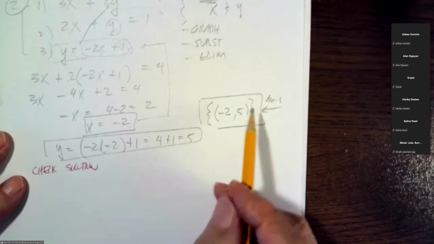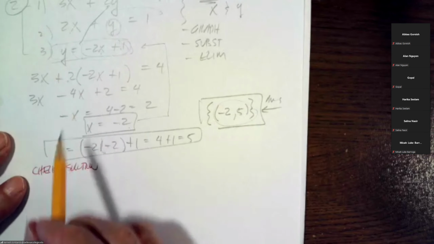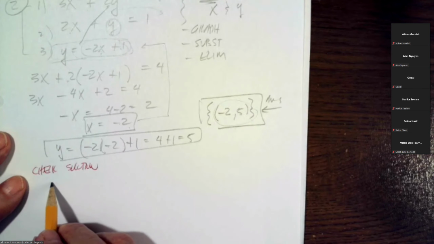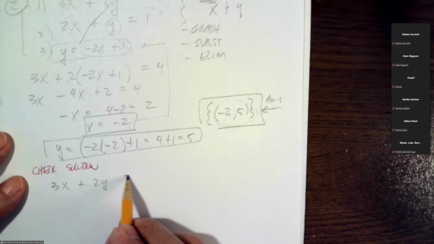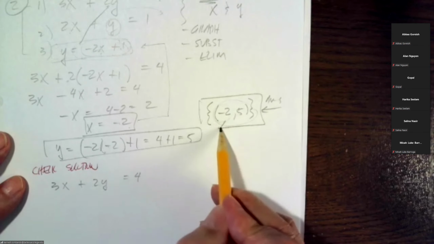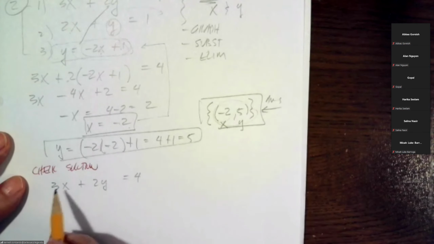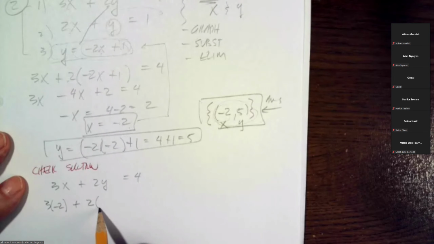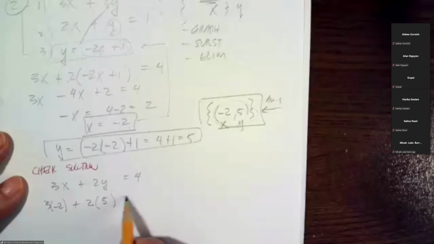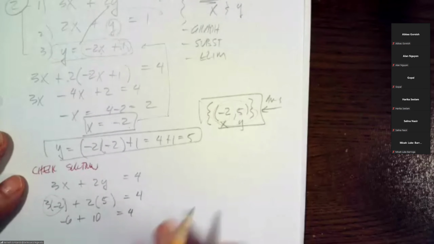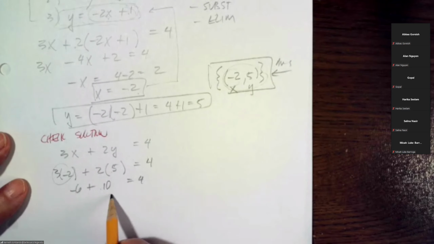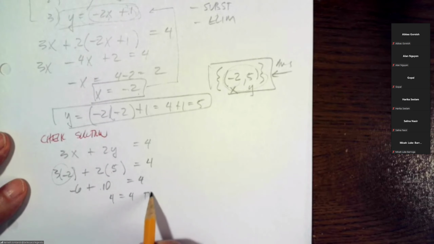And so you might say, well, let's substitute these values in one of the equations above. Well, one of the equations was 3x plus 2y equals 4. So here's the x value and here's the y value. So 3 times -2 plus 2 times 5 equals 4. So this is -6 plus 10 equals 4. 6 from 10 is 4, equals 4, and that's true, isn't it?